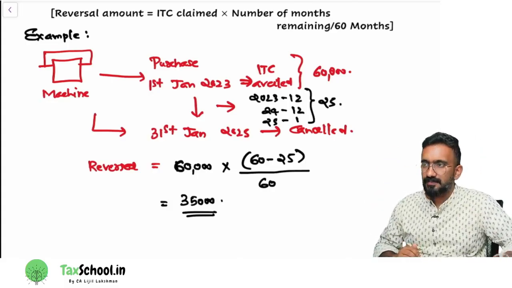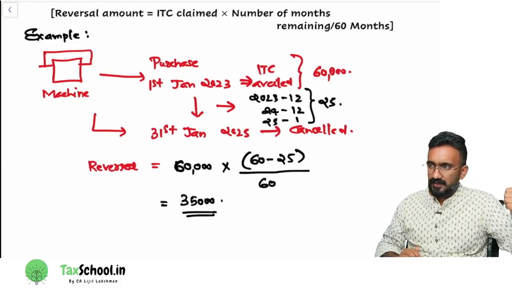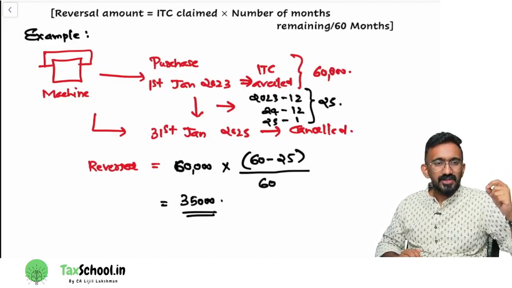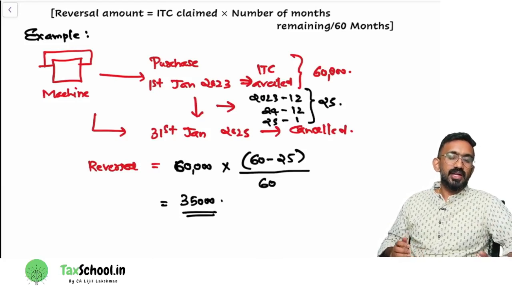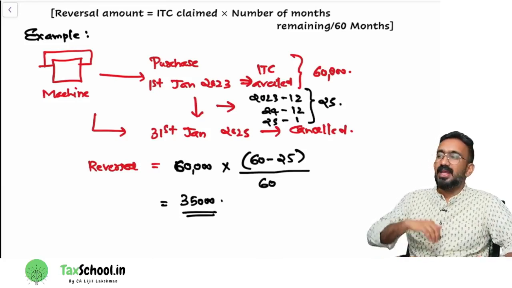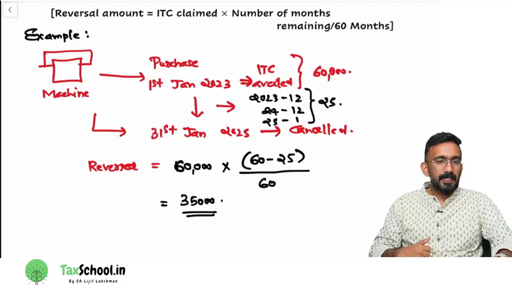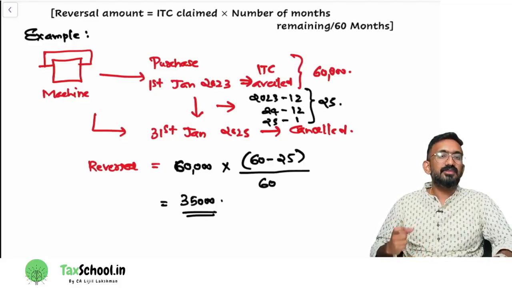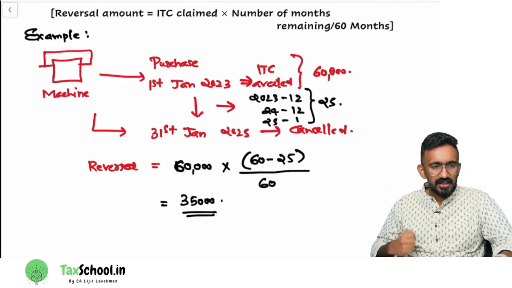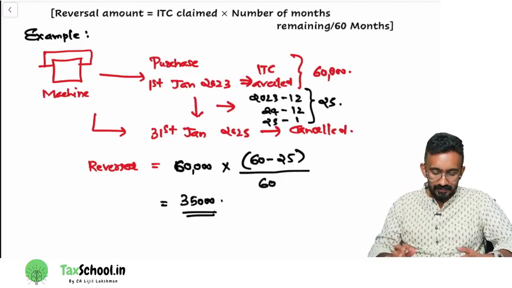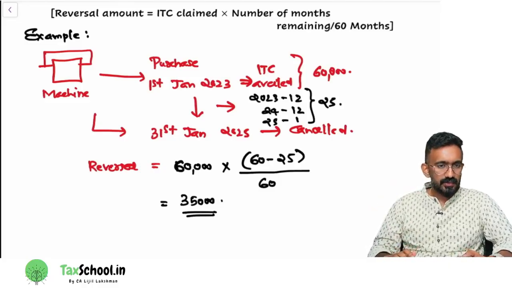We will have to look at it. 2023, 12 months. 2024, 12 months. 2025, 1 month. So 12 plus 12 plus 1, which is 25 months I've used it. How many months should I use to get 100% credit? 60 months. Remaining useful life is how many months? 60 minus 25, 35 months. So my reversal would be 60,000 that I have taken as ITC into 35 divided by 60, which would be 35,000 I need to reverse. This is the provision you have.